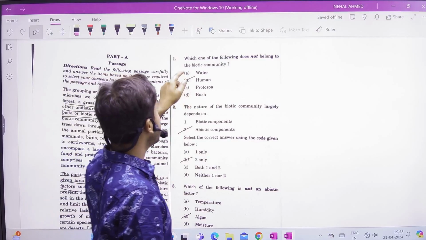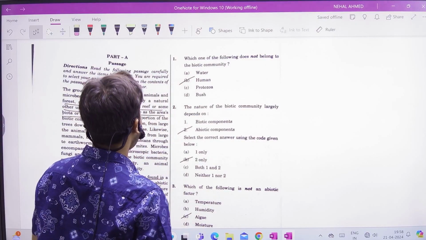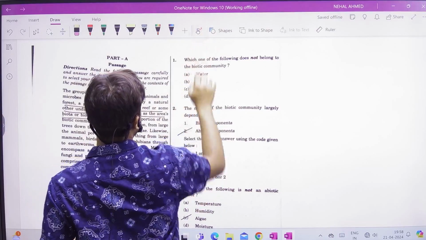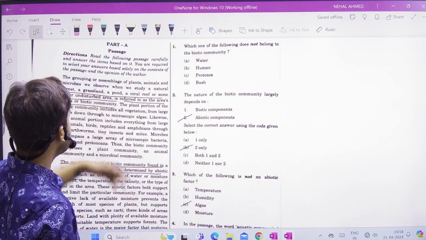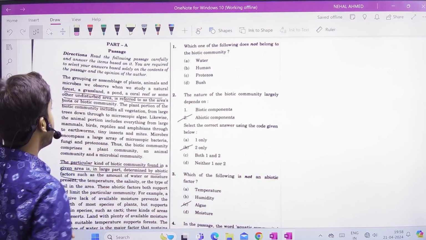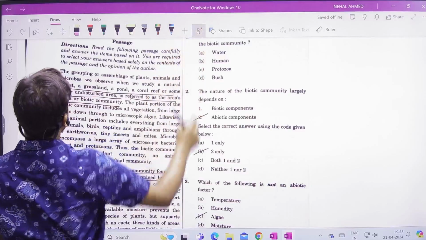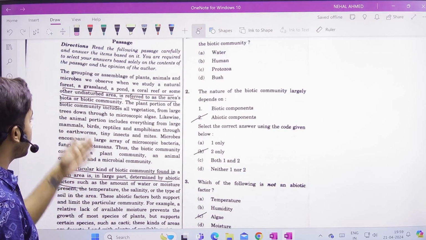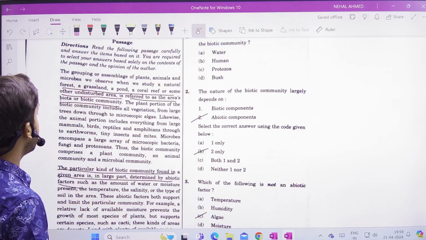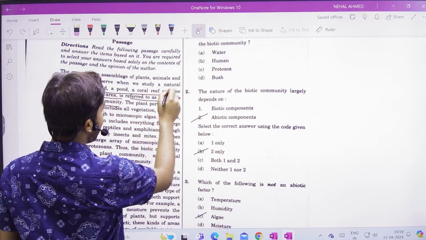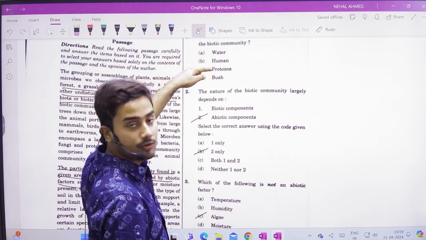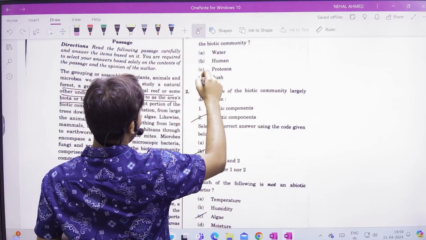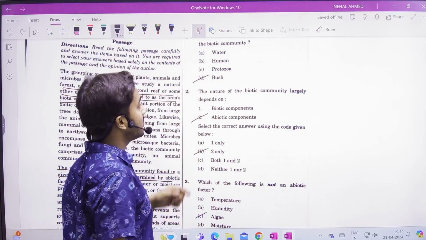So as you might see, the first question says which one of the following does not belong to the biotic community, and the options are basically water, human, protozoa, and bush, right? So this is the sentence that will tell you about it. As the sentence reads, the grouping or assemblage of plants, animals, and microbes we observe when we study a national forest, a grassland, a pond, a coral reef, or some undisturbed area is referred to as the area's biota or biotic community. So plants and animals are there. Thus water, human, and protozoa are basically the things which can be termed under these heads. But bush is something which might not be an appropriate thing to go with. So bush is the right answer.